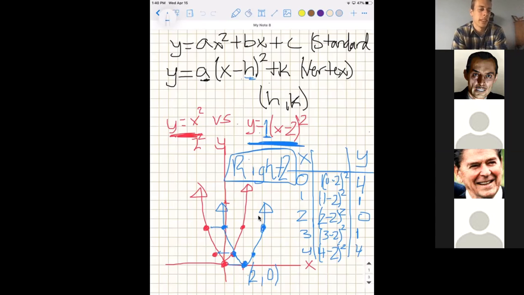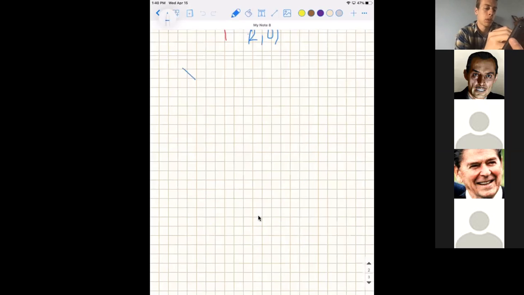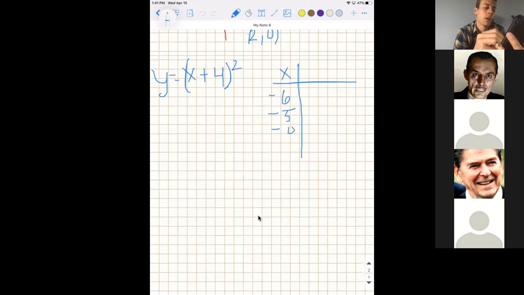Let's look at one more just like that, and I'll let you start to make the input-output table on your own. This time our equation is going to be y equals (x plus 4) squared. I'm going to give you the x values: -6, -5, -4, -3, and -2.